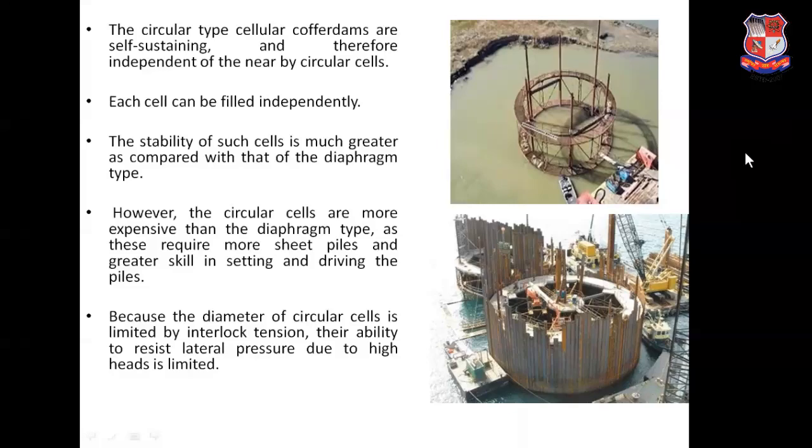cofferdams. Because the diameter of the circular cell is limited by interlocking tension, their ability to resist lateral pressure due to high heads is limited. Now you can see here in this figure, first the skeleton is prepared and then steel piling on the periphery of the skeleton is done to create the cofferdam, and then the whole assembly will work as a cofferdam. So this makes this cofferdam more expensive compared to the diaphragm type cellular cofferdam.